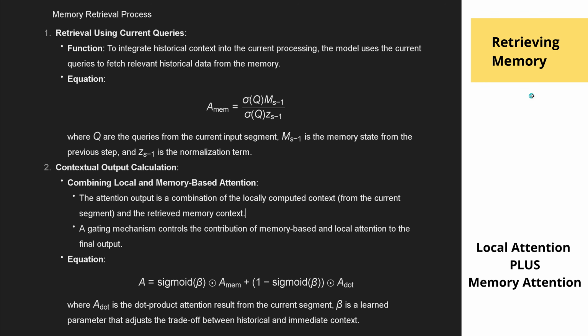Again, we are talking about retrieving now from the memory that we have updated. The function of the memory retrieval process is to integrate historical context from the 1 million context length before our current segment into the current calculation of the attention. So the model uses the current queries to fetch relevant historical data. Historical means only our 1 million token length from the memory. And there's a simple equation where Q's are the queries from the current input segment and M, a memory matrix S minus 1, is the memory state from the previous step. And Z is a normalization term.